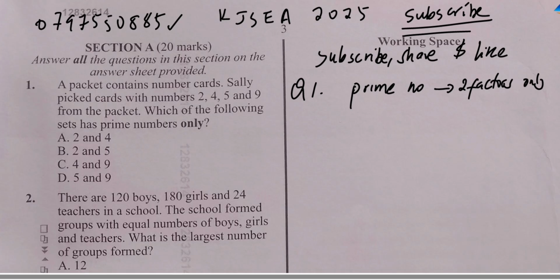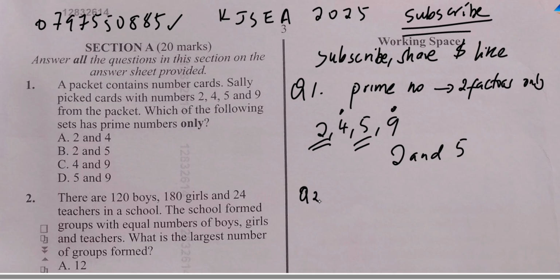But now if you look at this set of numbers, which is 2, 4, 5, and 9, only 2 numbers are prime numbers. That is basically 2 and 5. Because 2 can be divided by 2 and itself, and 5 can be divided by 5 and itself. 4 has more than 2 factors. You can divide by 2, you can divide by 4, you can divide by 1. So those are 3 factors. 9 also has more than 2 factors, which is 3 factors as well.